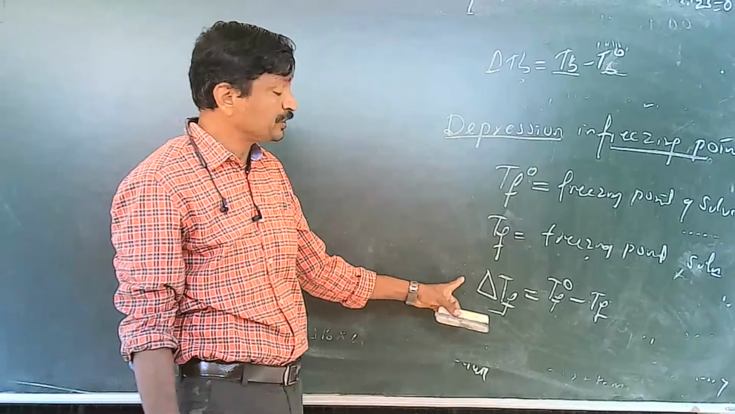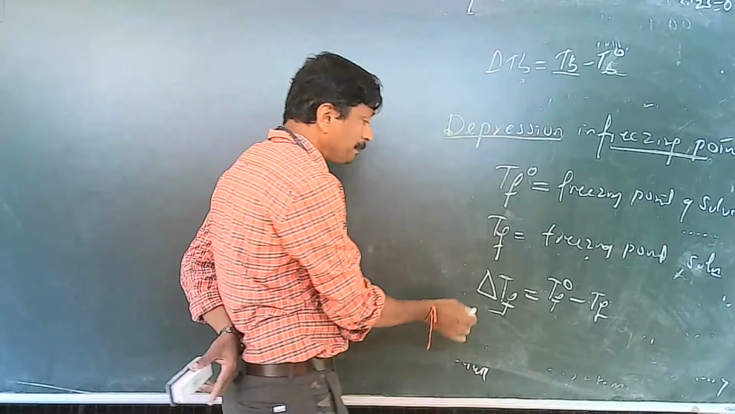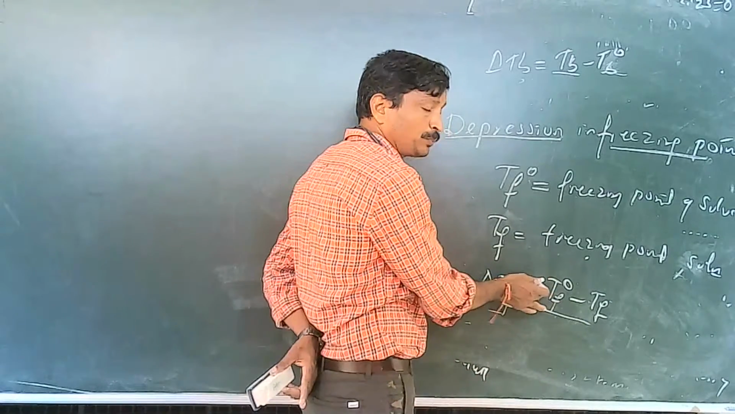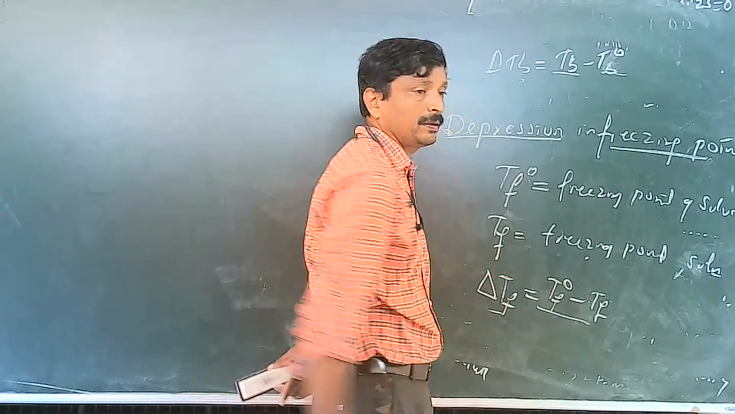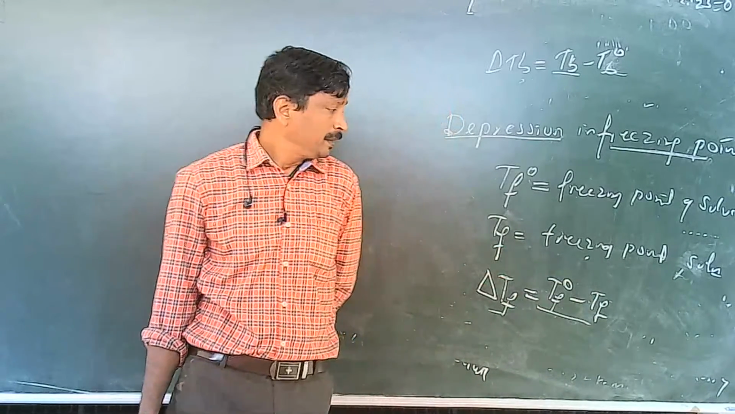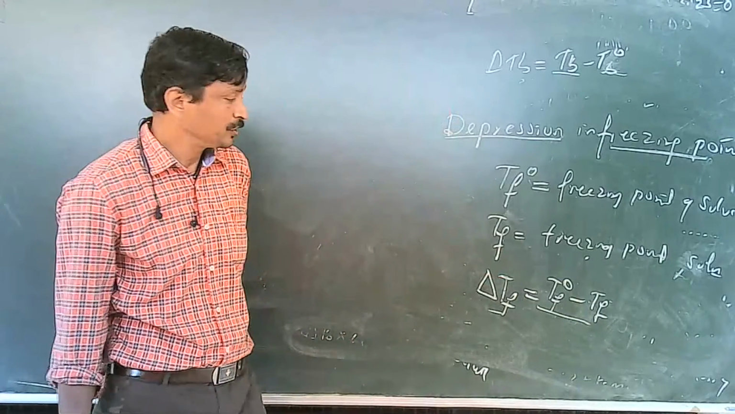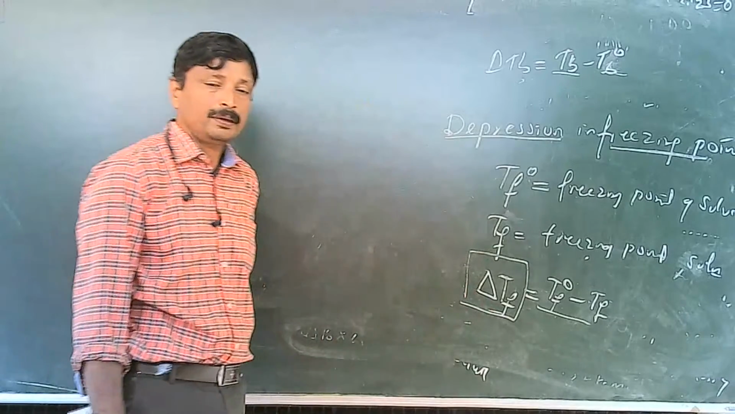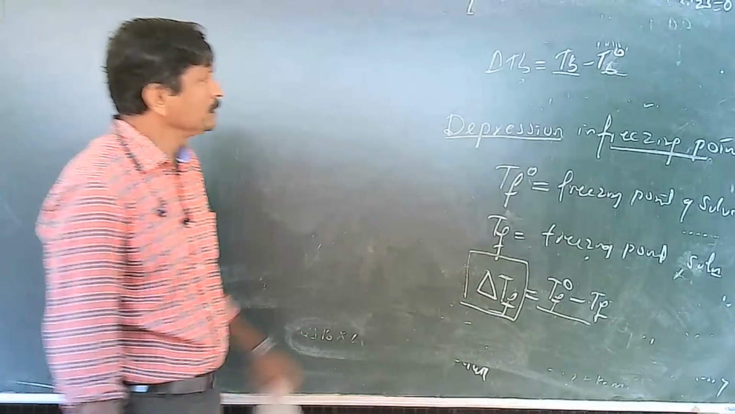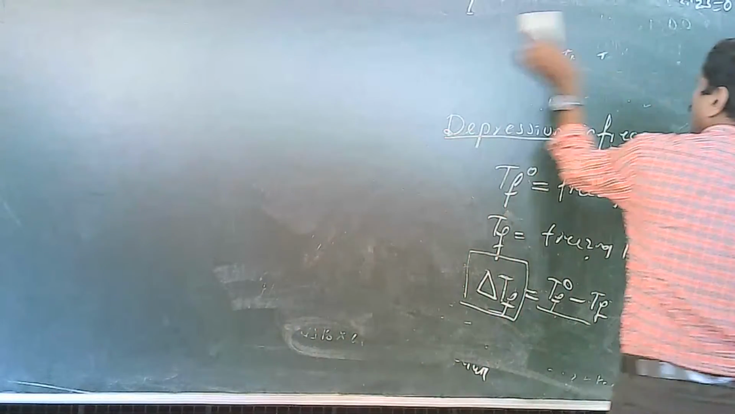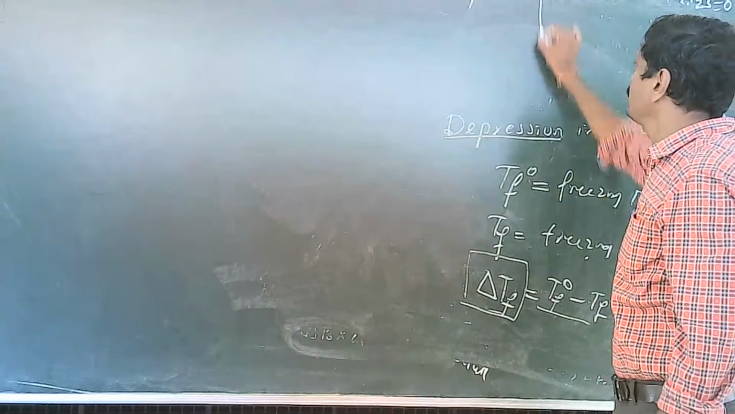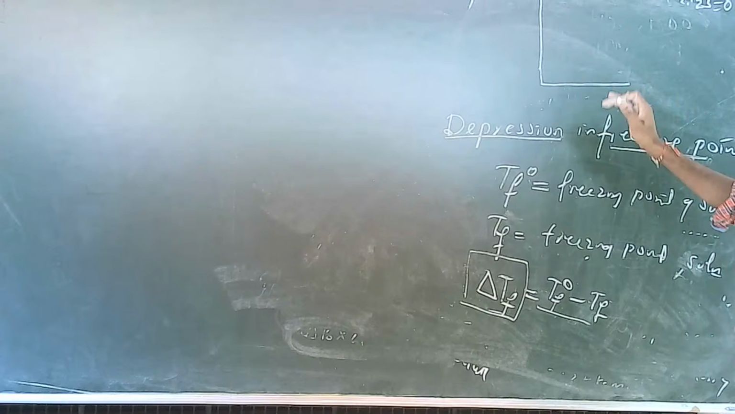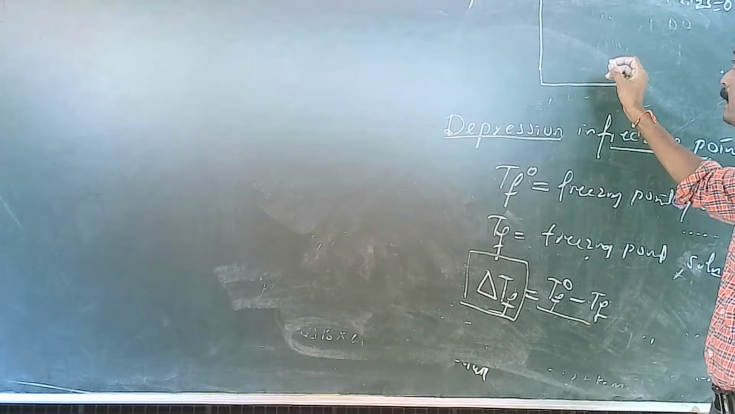What is the differential in freezing point? It is the difference between the freezing point of the pure solvent and the freezing point of the solution, and it is called the depression in the freezing point. Again, the experiment. Yesterday we drew the graph showing how the freezing point of the solution behaves. The boiling point of the solution is more than the boiling point of the solvent.